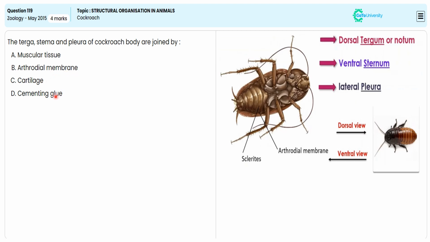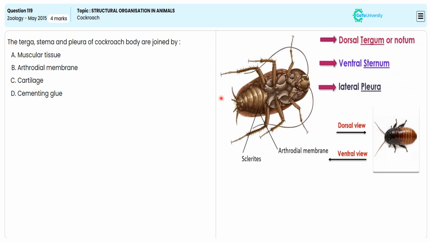Why? Because these structures, that means the muscular tissue, cartilage and cementing glue, are not responsible for attaching terga, sterna and pleura. With this specification, we are choosing option B as the correct answer to secure 4 marks.